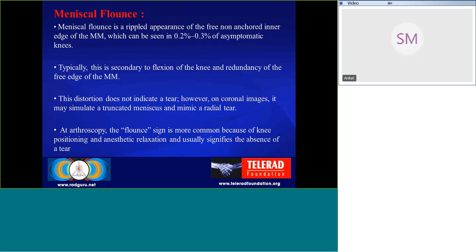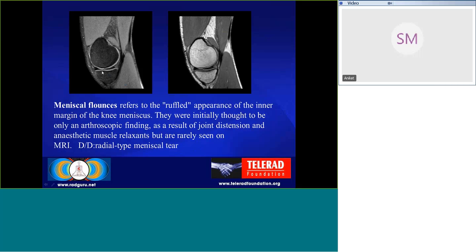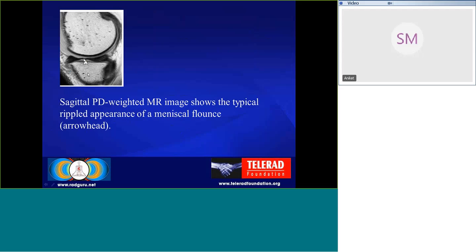On arthroscopy, the flounce sign is more common because of knee positioning and anesthetic relaxation, and usually signifies the absence of a tear. You can see the body of the meniscus giving a ruffled appearance at the inner margin. Before, they used to think that these were radial tears, but with arthroscopy and better MR imaging modalities, we can differentiate the meniscal flounce from the radial type of meniscal tears. So it's one of the normal variants. Before considering a tear, we should always look at both sagittal and coronal images.